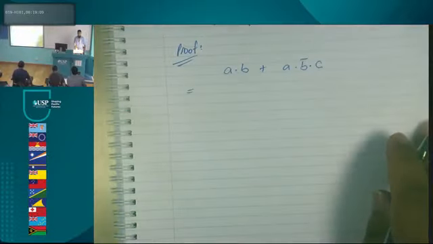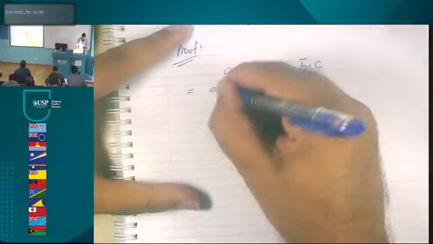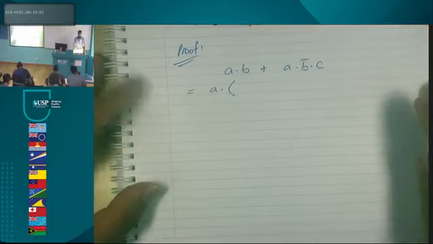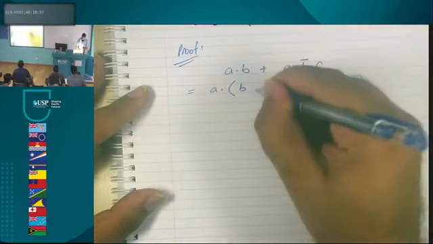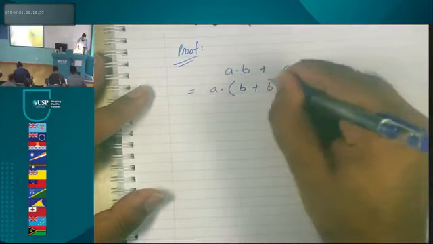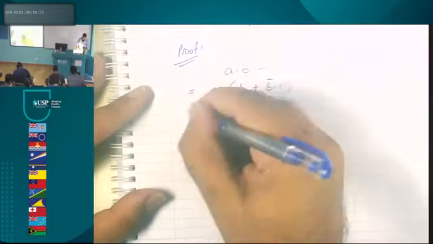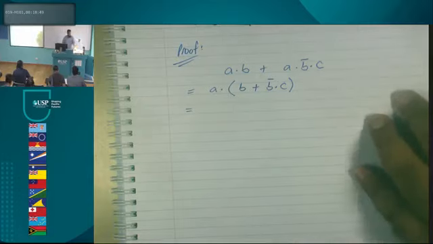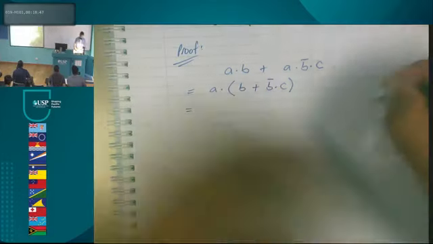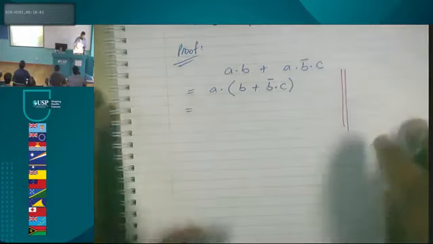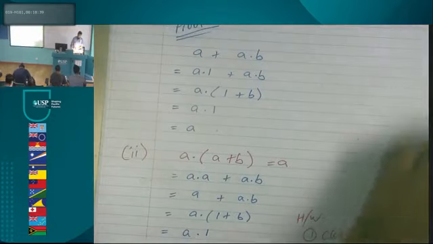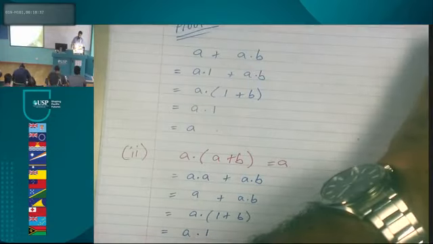Now, according to the distributive property, your A comes out. Then what are you left with? B or B bar and C. Happy with that? Now, what rule can we apply here? B or B bar and C. Let's go back.